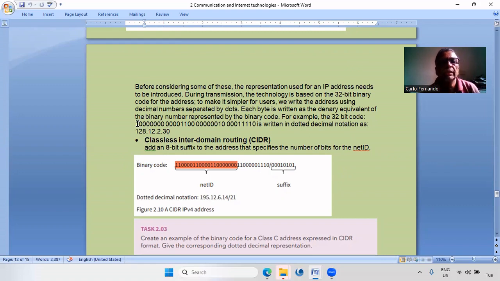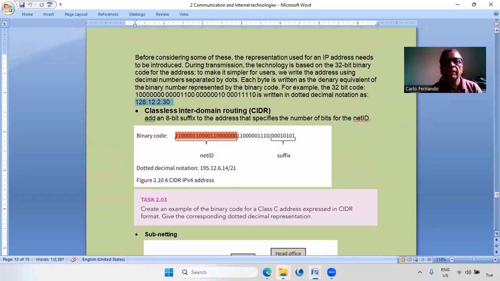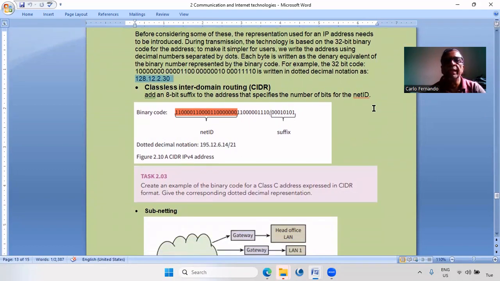So have a good look. This is the binary number for the particular IP address. And this is the dotted decimal notation for the same address. Now there is a thing called classless interdomain routing, CIDR.